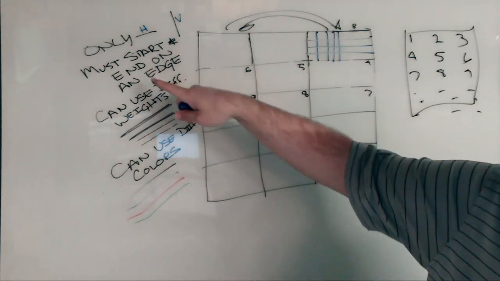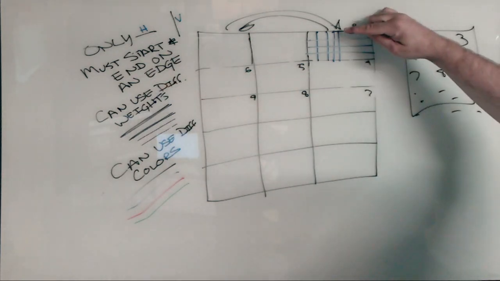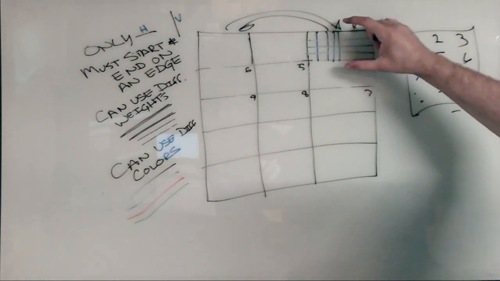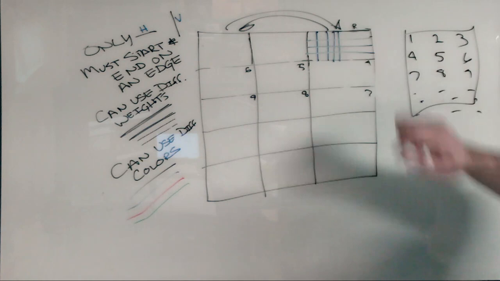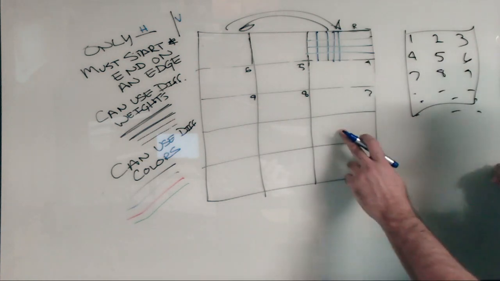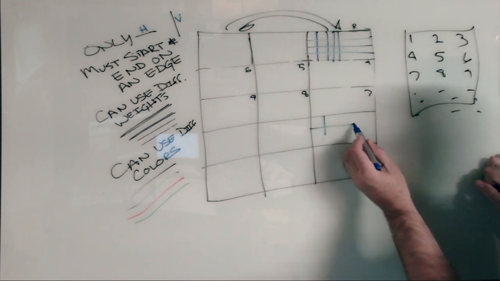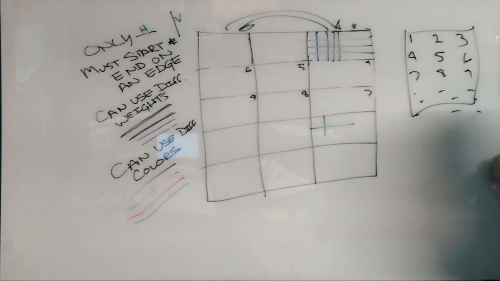Must start and end on an edge. I started on this edge. I ended on this edge. So my lines go completely through. What I can't do, let me do it down here, is this. Okay? I've got to end on an edge.